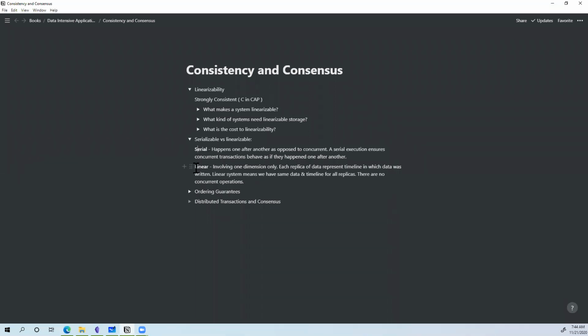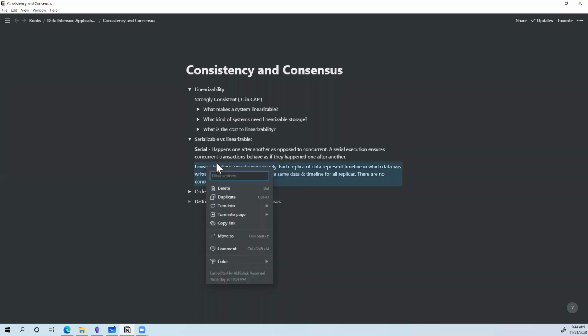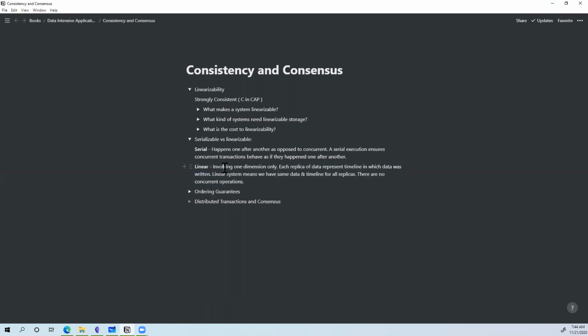Linearizability: what is the meaning of linear? Linear means involving one dimension only. Linear means in one dimension there is a line, or like we use linear algebra, where there is only one variable involved. So it means that only one dimension is involved.